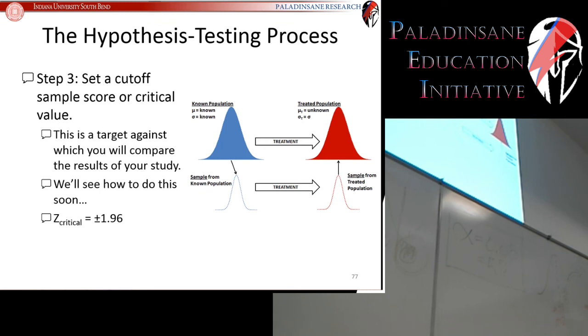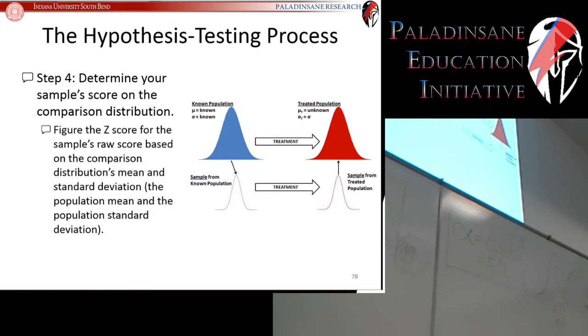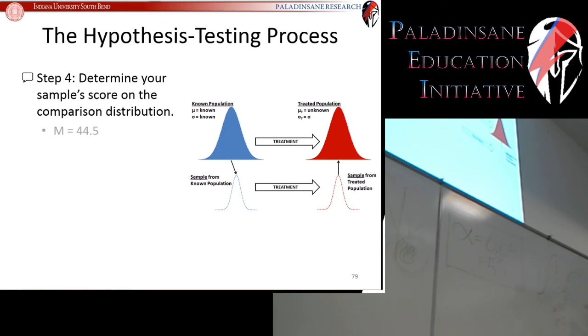So we have to determine our sample score on the comparison distribution. And this is where the correct number is now going to make a difference. So we go back to our z-score and how we calculate z-scores. Now we have the correct sample mean, so we have a mean of 44.5. We still have the same comparison distribution. We use the formula. We take our mean of 44.5 minus the comparison distribution mean of 40, all divided by the comparison distribution standard deviation of 2. We crunch the numbers, and now we get 2.25.